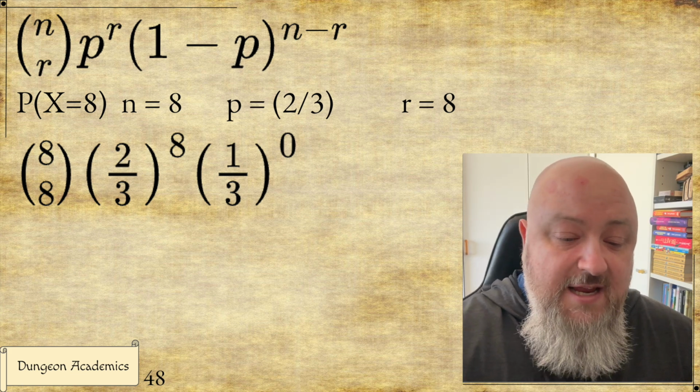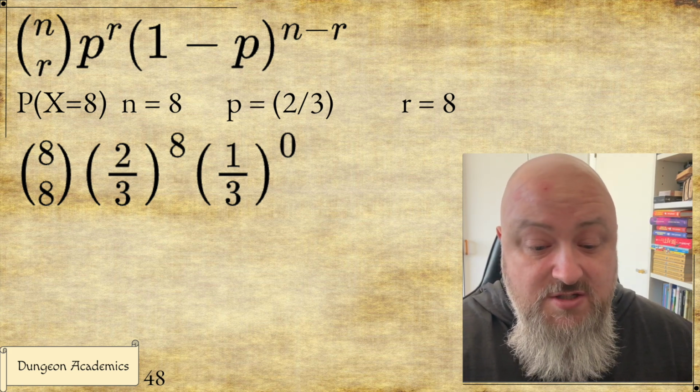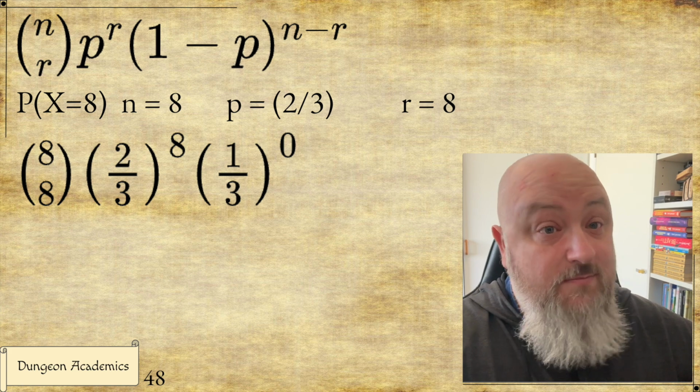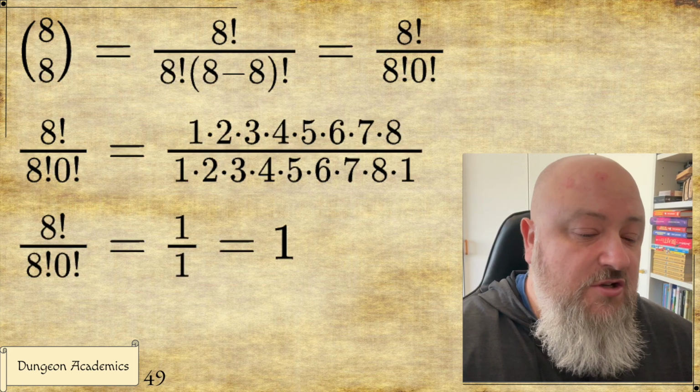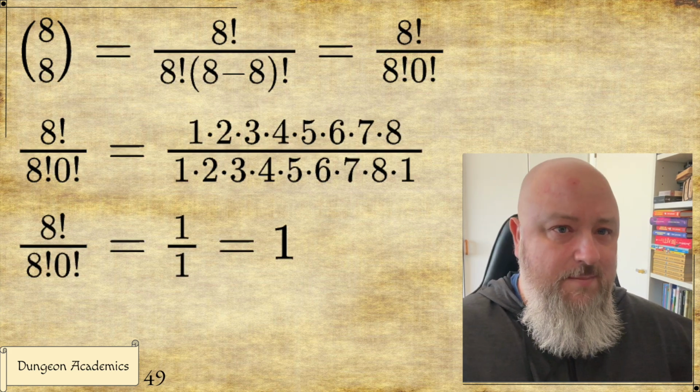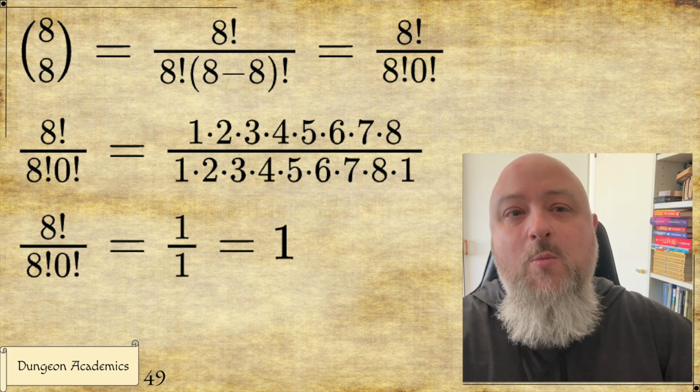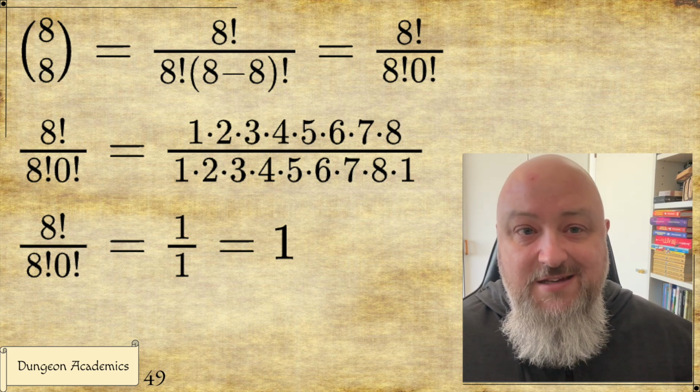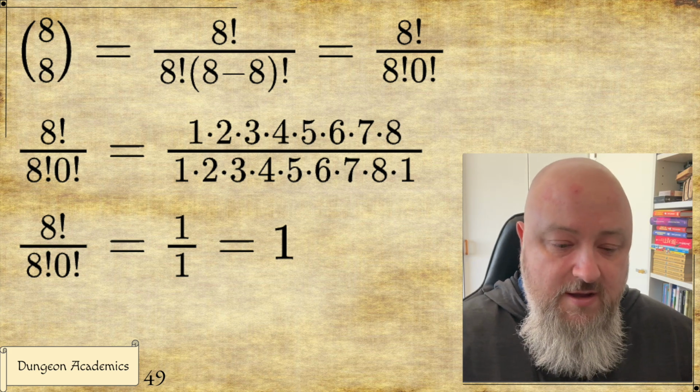So n is still 8, p is still 2/3, and r is now 8. We want 8 successes. 8 choose 8 is just 1. n choose n is always 1. There's only one way to arrange 8 successes out of 8 or 12 successes out of 12.